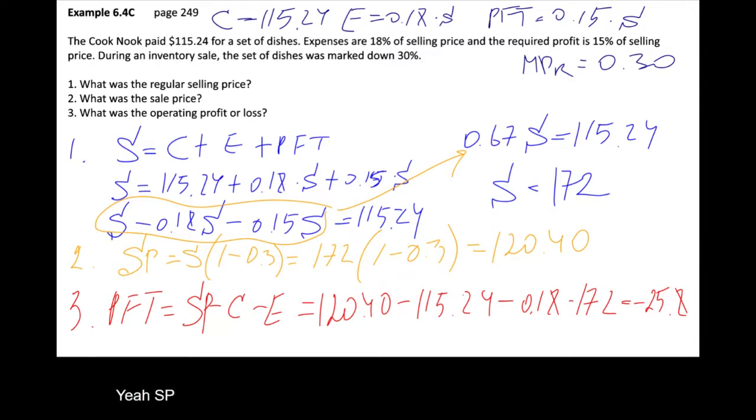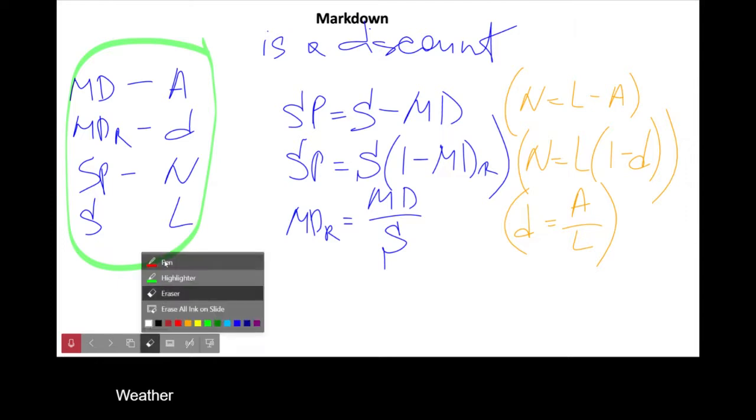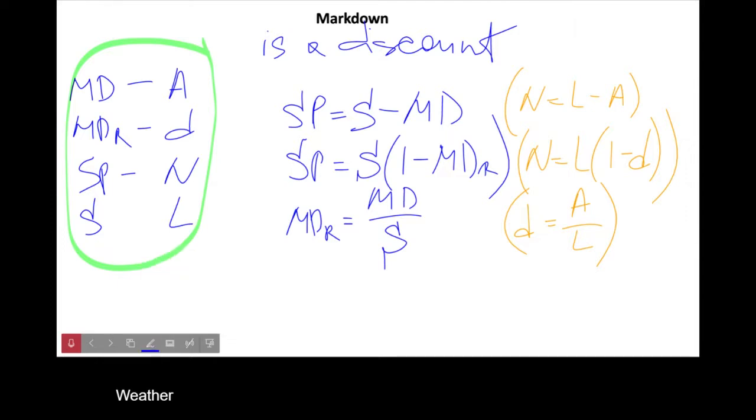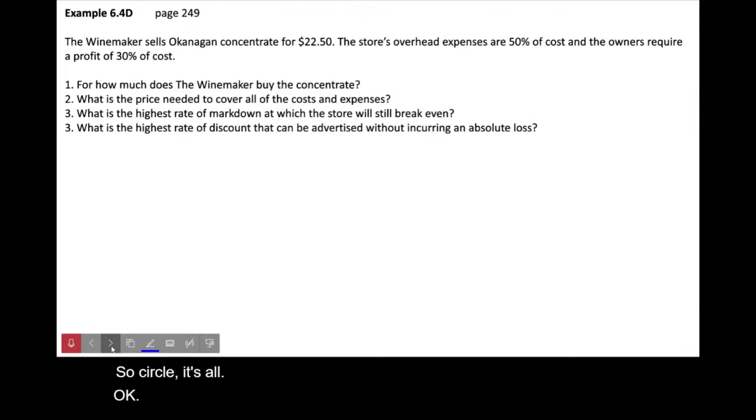Yeah, SP is N. Yes, S is L. Yes. Right there. This green circle. It's not a circle, it's an oval, but whatever. Okay. So let's move forward.